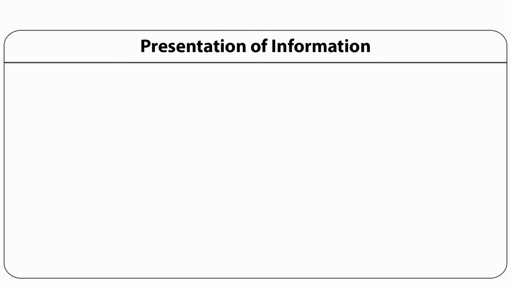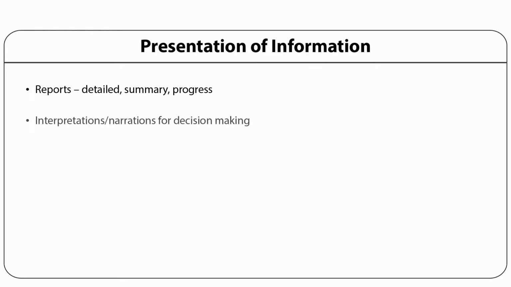Presentation of information. Whatever has been prepared by the MIS has to be given a suitable shape for presentation to the appropriate level of management. The information collected from MIS can be presented in several ways. Firstly, in the form of reports. Reports can be detailed in the form of a summary, or these could be progress reports. Secondly, interpretations, narrations for decision making.